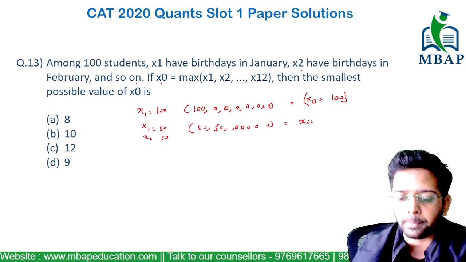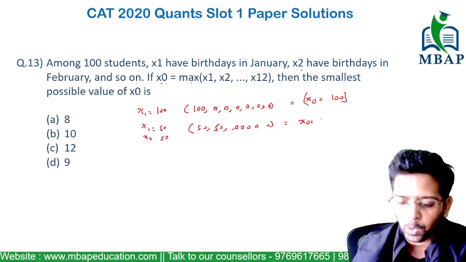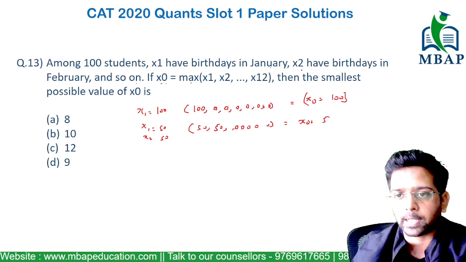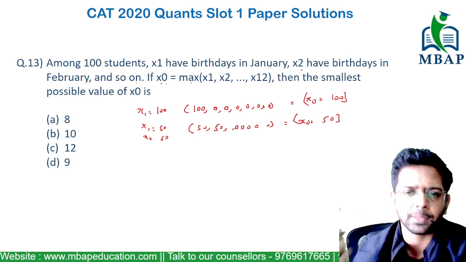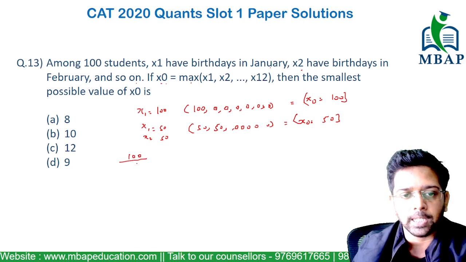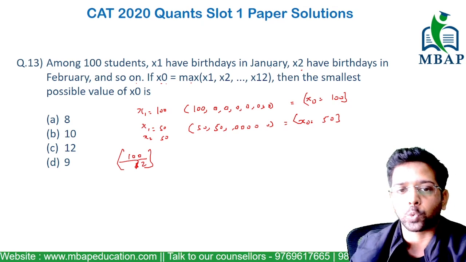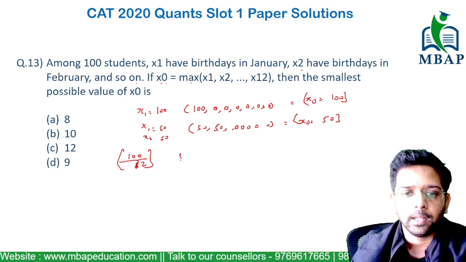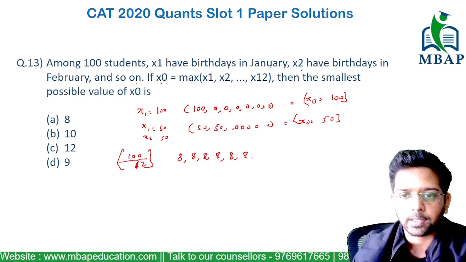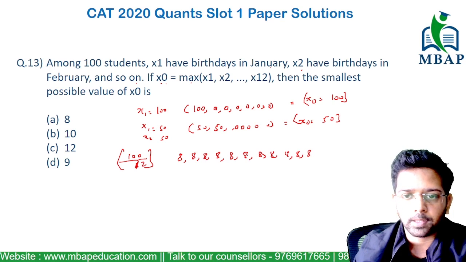In this case, my X0 will become the maximum value of the given range, which is again equivalent to 50 only, right? Which is 50-50, the maximum is again 50. The question is, you have to minimize all of them. The only way to get the minimum value is if you try to average out these 100 students across 12 months. If I average out these 100 students across 12 months, possibly let's take a case where all the 12 months have got 8 students, 1, 2, 3, 4, 5, 6, 7, 8, 9, 10, 11, and 12. Okay.